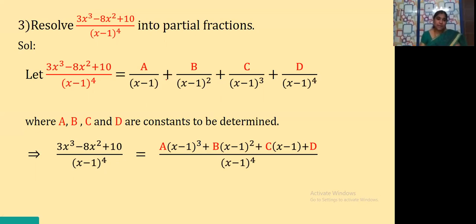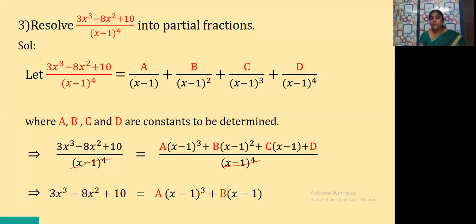So let us see. On either side the denominators, (x minus 1) whole to the power of 4, are the same, so both are cancelled. Now what is the equation which is left after cancellation? 3x cube minus 8x square plus 10 is equal to A into (x minus 1) whole cube plus B into (x minus 1) whole square plus C into (x minus 1) plus D. So this is the equation that is left.